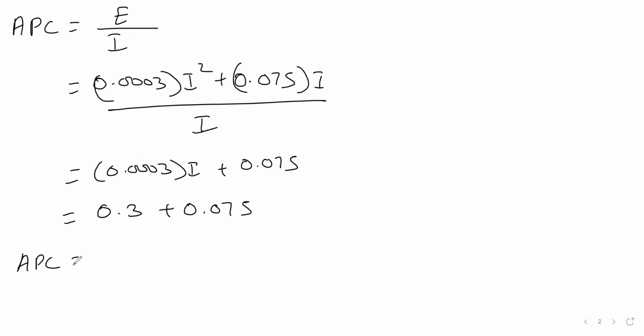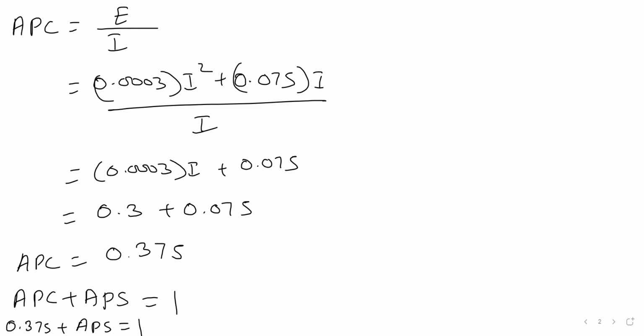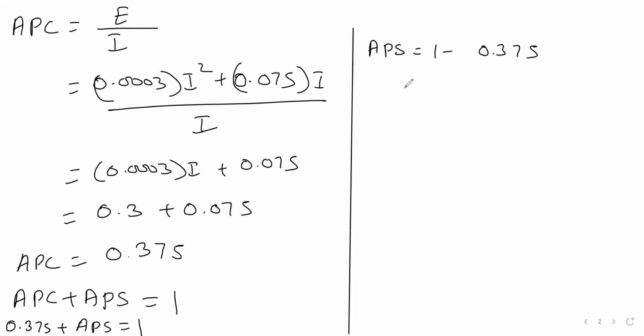So average propensity to consume will be 0.375. So average propensity to consume plus average propensity to save is 1. 0.375 plus average propensity to save is 1. So average propensity to save is 1 minus 0.375. That is 0.625.